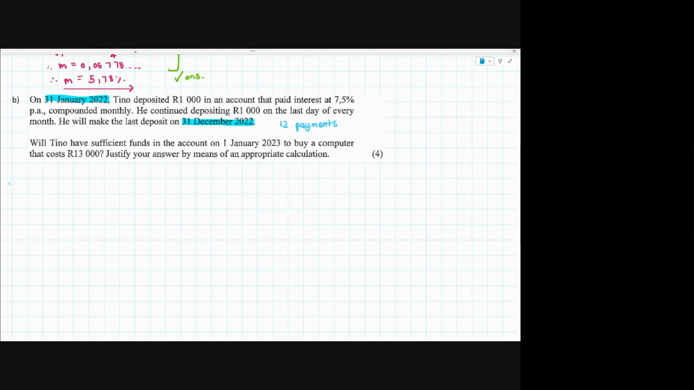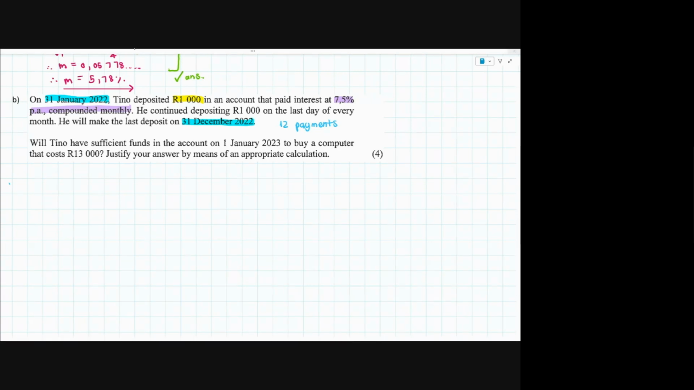The next thing that we're told is that he deposits R1,000 into the account, and continues depositing R1,000. So that monthly deposit, that monthly input, remains consistent. The next bit of information we were told is the interest rate. Again, take note of your compounding period because that will be very important. Our interest rate is 7.5% per annum, but it is compounded monthly.